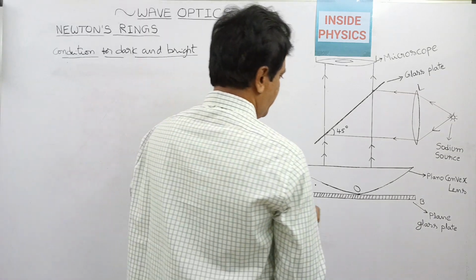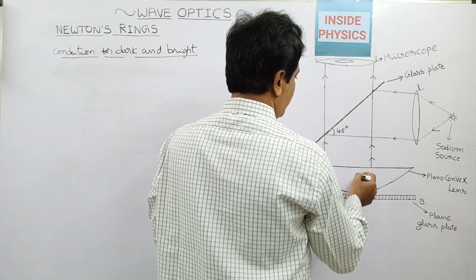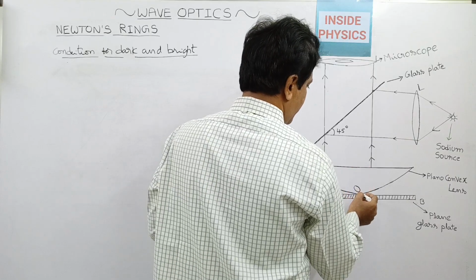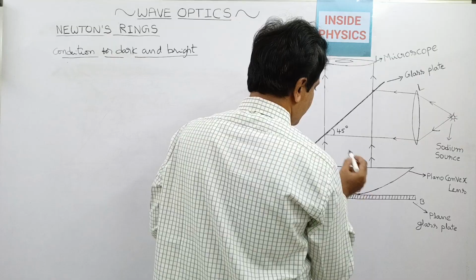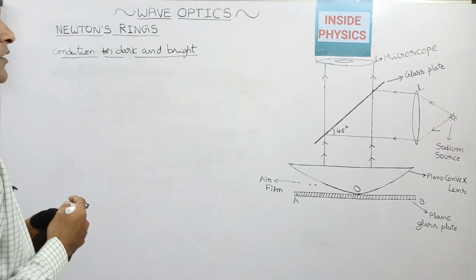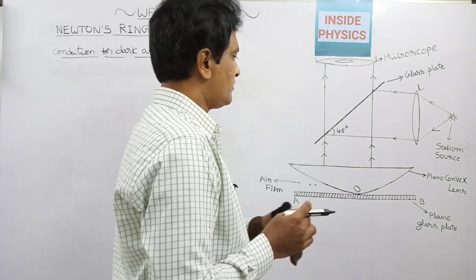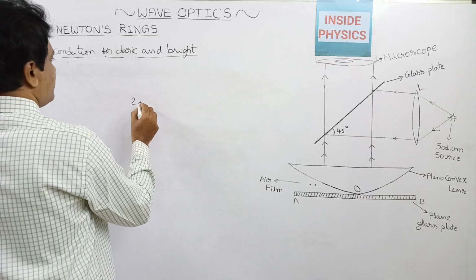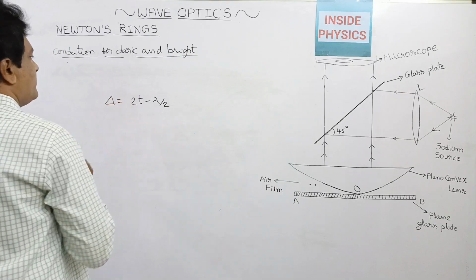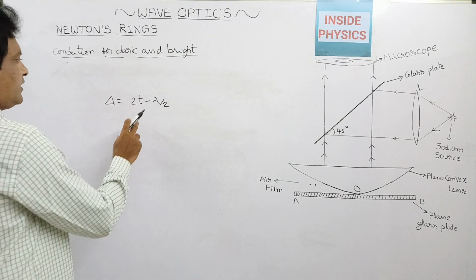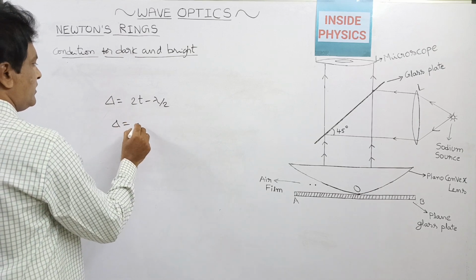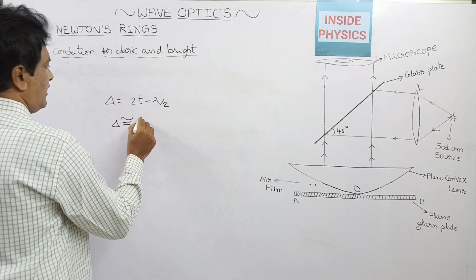Because when the light waves are coming and touching this plano-convex lens, and they are passing and touching here, suppose exactly at the center where the lens is touching the glass plate and the thickness is almost negligible. So here the thickness is almost negligible, and the optical path difference is lambda by 2. So here the t will almost be 0. Then the optical path difference will nearly equal lambda by 2.